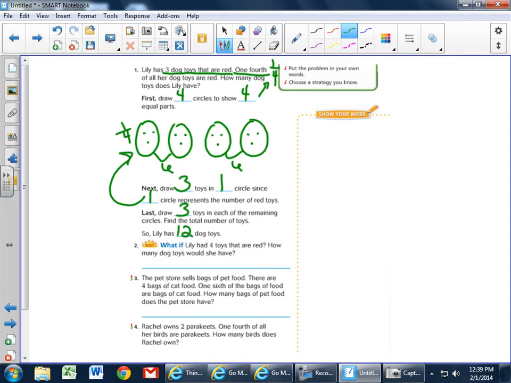Okay. What if Lily had 4 toys that are red? How many dog toys would she have? So we're going to start with our fraction again of 1/4. But in one of them, we want 4. Go ahead and put 4 in each one, and then count them up. How many dog toys?